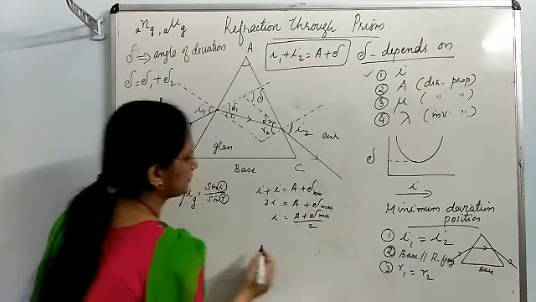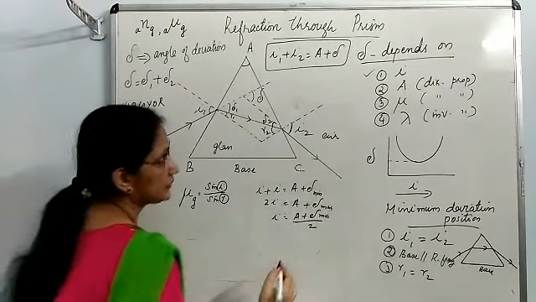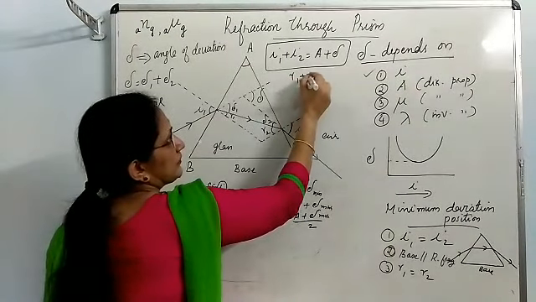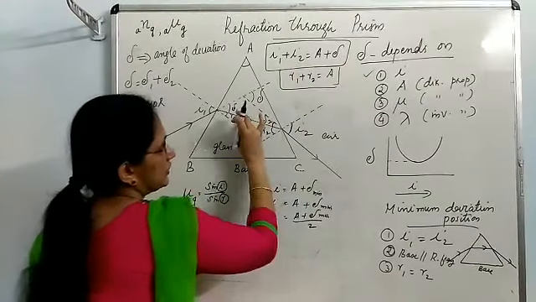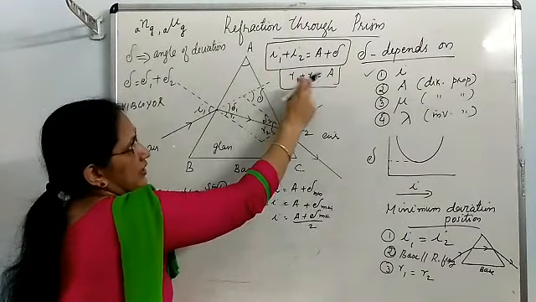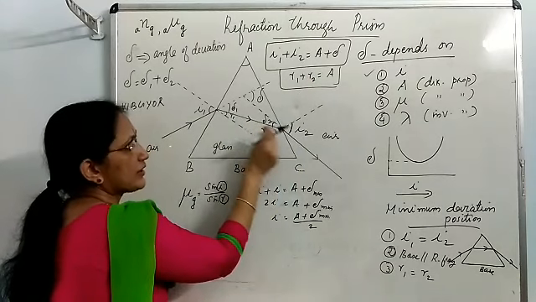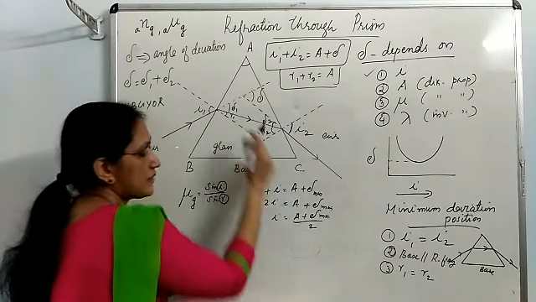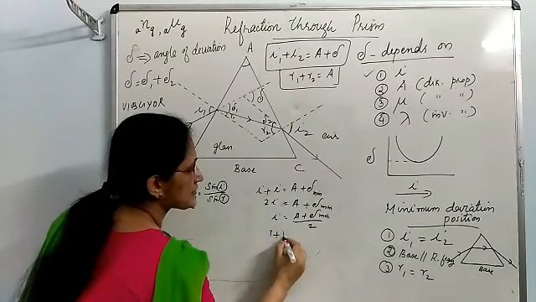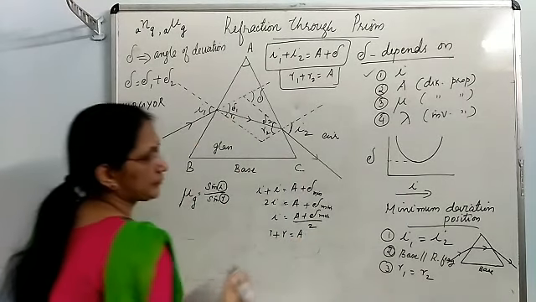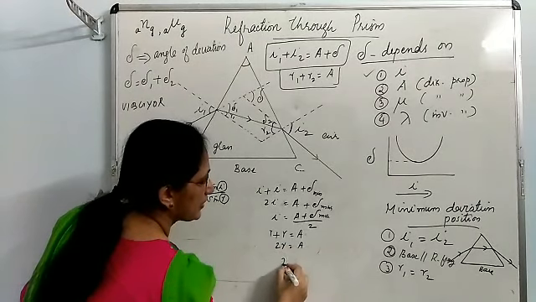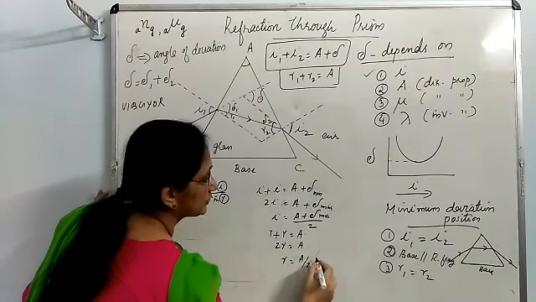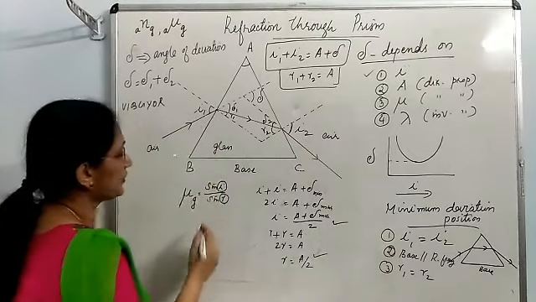Similarly, at minimum deviation position, R1 and R2 are equal. We already discussed R1 plus R2 is equal to A. Since R1 and R2 are equal, I am giving the symbol R here. So R plus R is equal to A. So 2R is equal to A. R is equal to A by 2. These two substitutions I am going to make here.